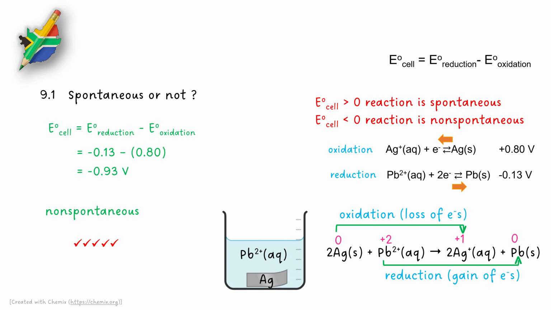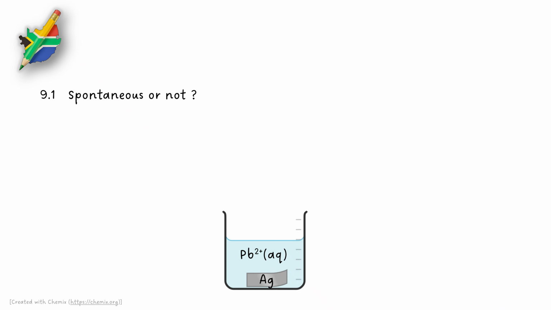We are given a reaction equation and are asked to deduce whether the reaction is spontaneous or not. We are told solid silver metal is placed in a lead 2 nitrate solution, and this is the reaction equation which we have to figure out is occurring spontaneously or not.